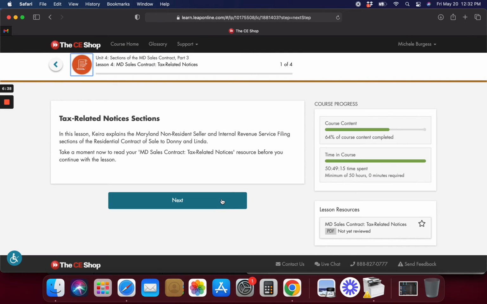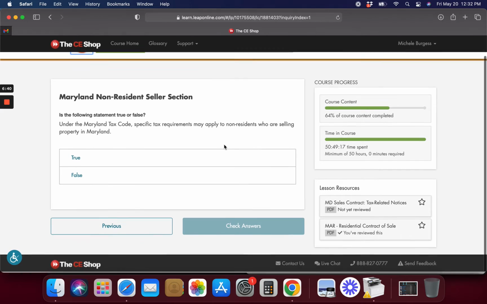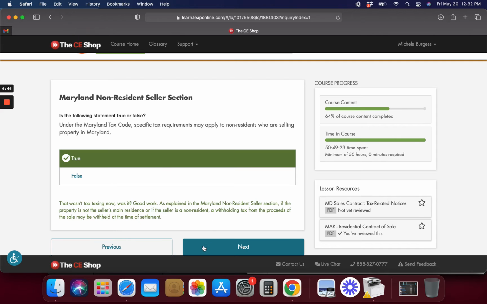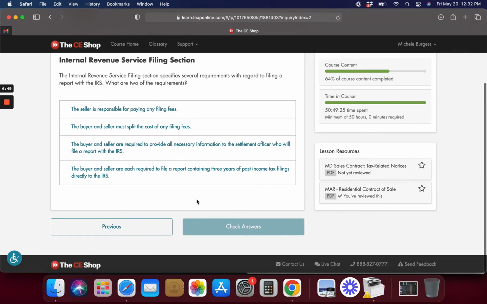Tax-related notices. This is the tax for non-resident seller section. So anything about the tax codes are going to be in that section. Internal Revenue Service filing is going to be in the tax-related, of course. I mean, that makes sense.